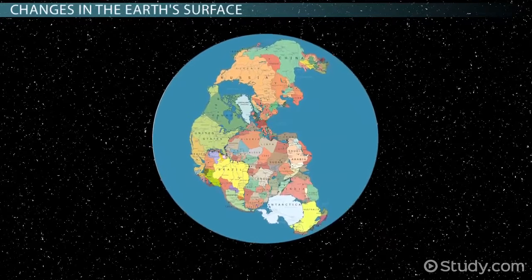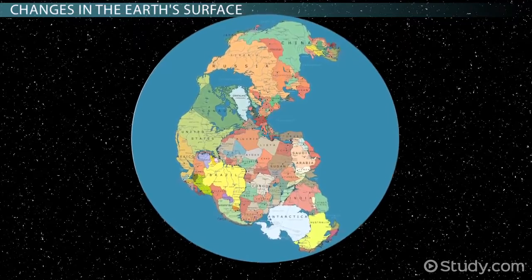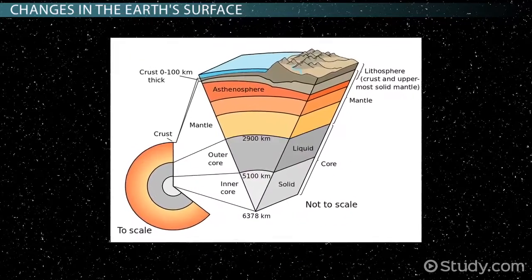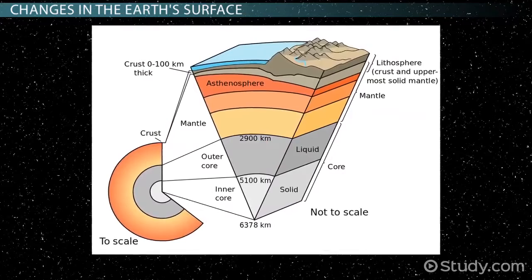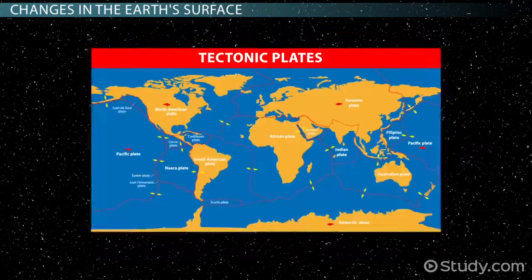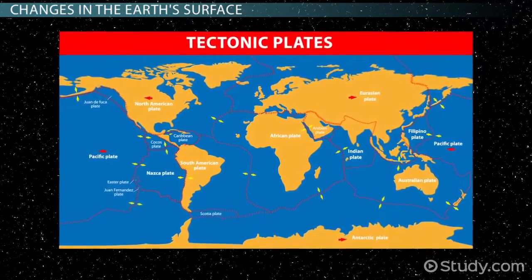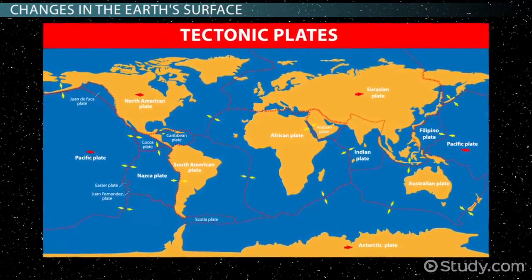Earth has developed since its birth 4.5 billion years ago, and it looks very different today. The outer surface of the planet, known as the lithosphere, is made up of the crust and upper section of the mantle. The lithosphere consists of 12 plates that are constantly shifting and moving past each other.